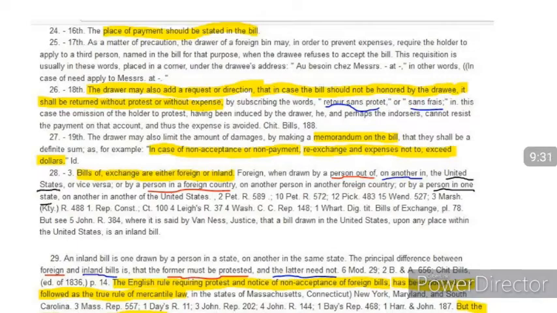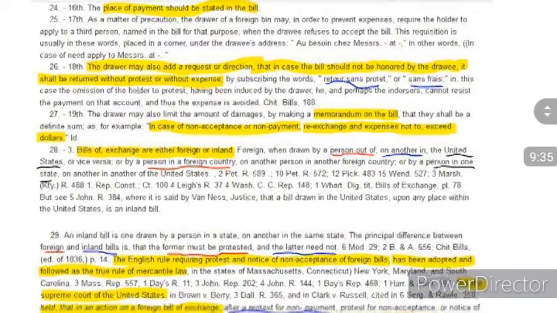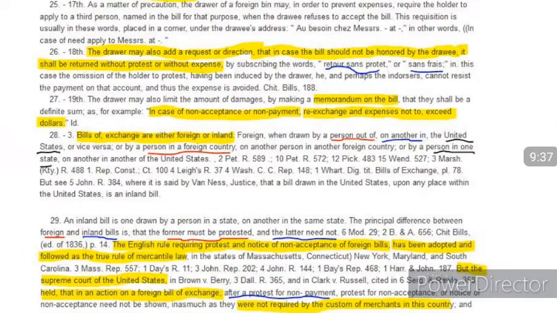Place of payment should be stated in the bill. Drawer must also add a request or direction that in the case the bill should not be honored by the drawee, it should be returned without protest or without expense. And then you can subscribe a couple words here.